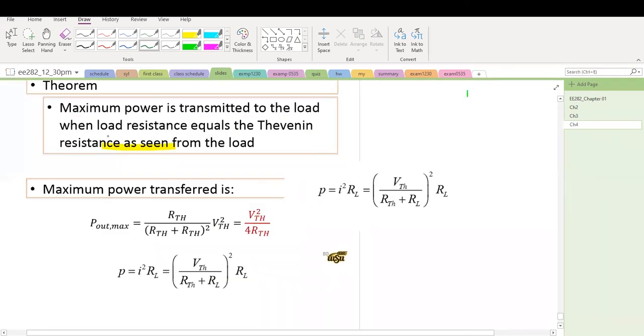So now what is the maximum power? Maximum power at RL. This is the power on RL. RL now equals RTH. Perform a little reorganization. The maximum power on RL equals VTH squared divided by 4 RTH.